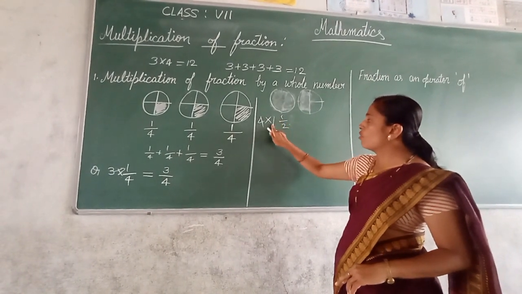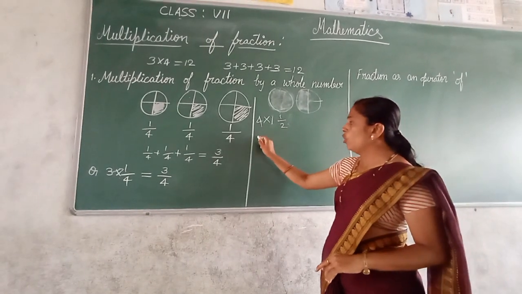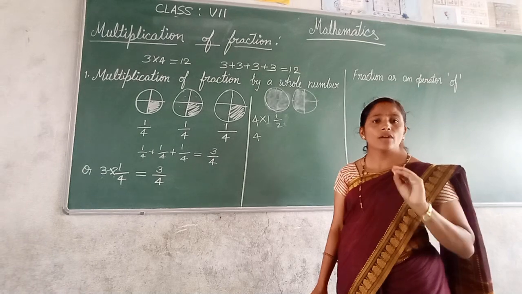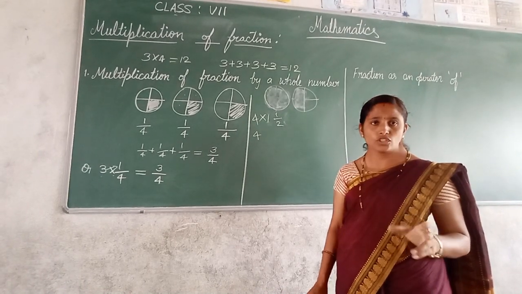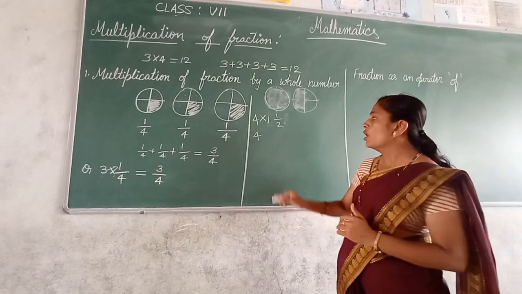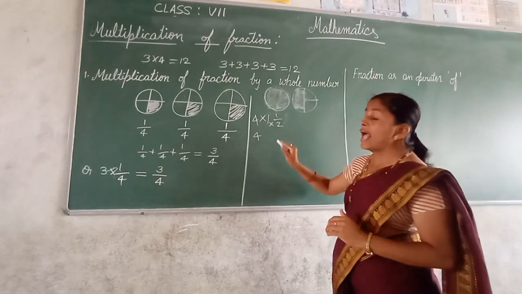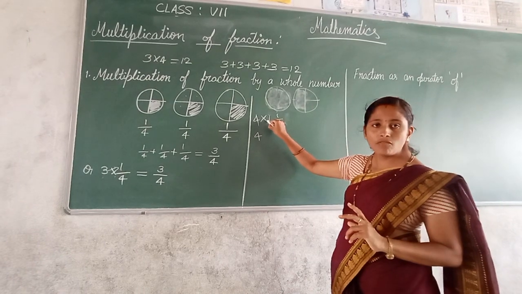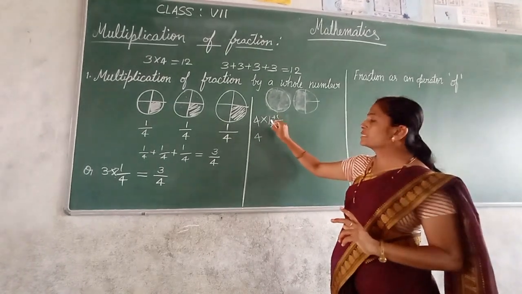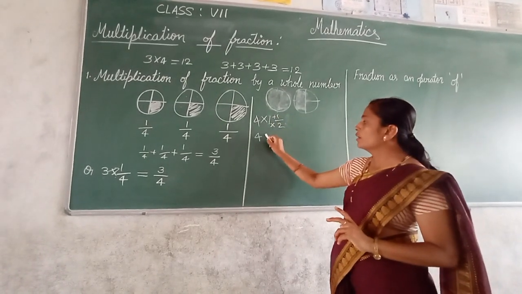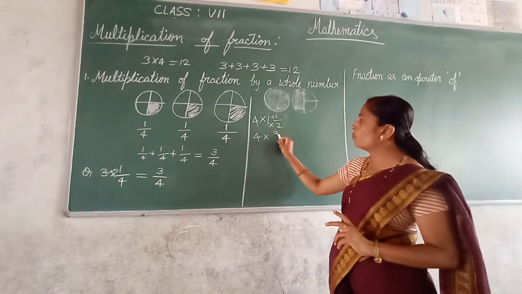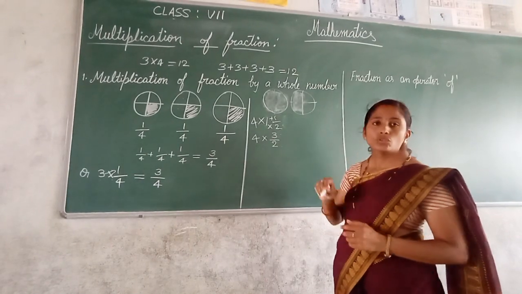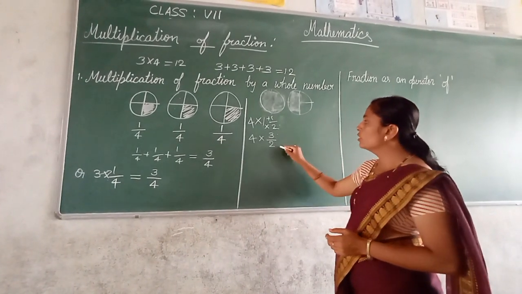If it is in the form of a mixed fraction, every time you must remember that you just convert it into an improper fraction. As earlier I told you, the denominator must be multiplied with the whole number, plus the numerator: 2 ones are 2, plus 1, the answer is 3 upon 2.